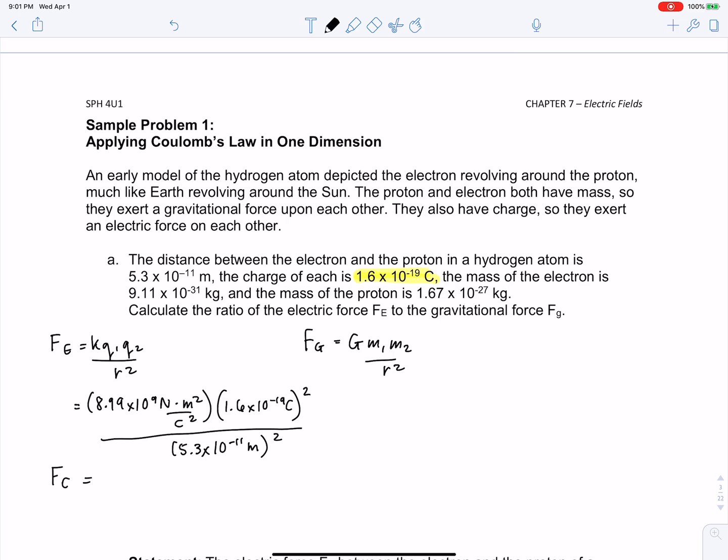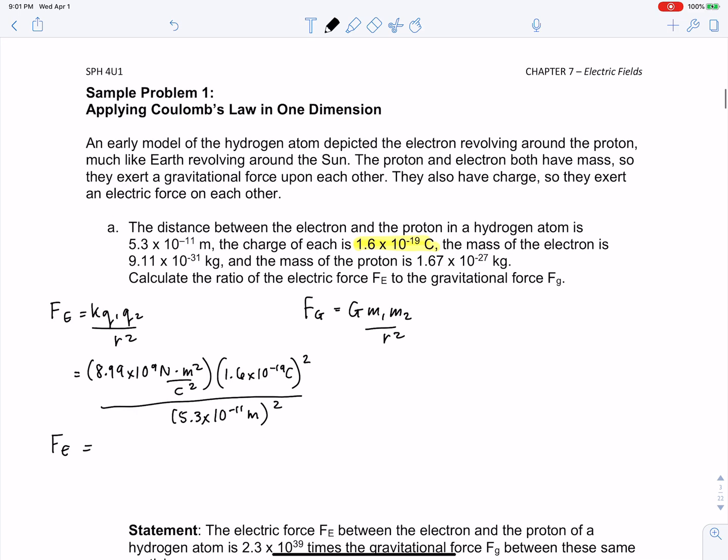If we punch this in, the electric force between the electron and the proton is 3.6 times 10 to the power of negative 47 newtons.